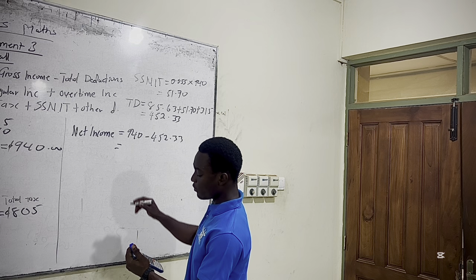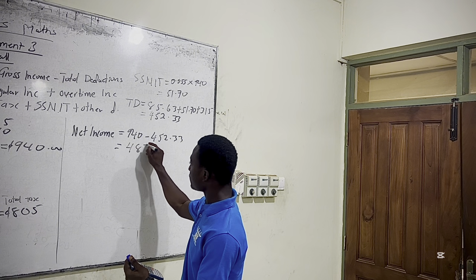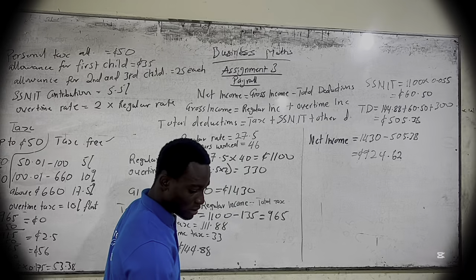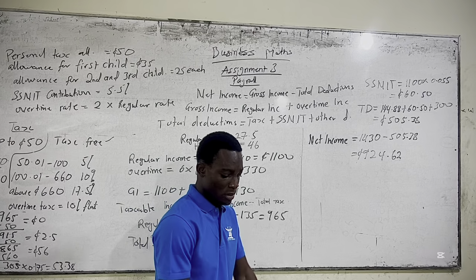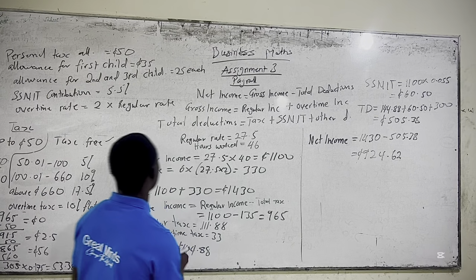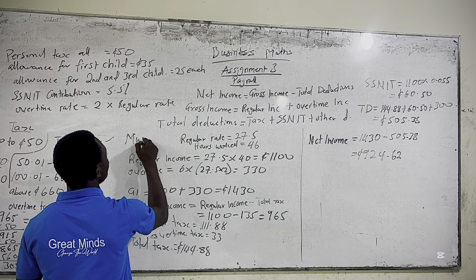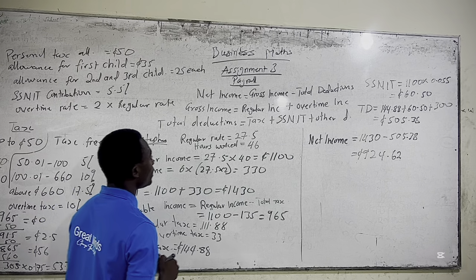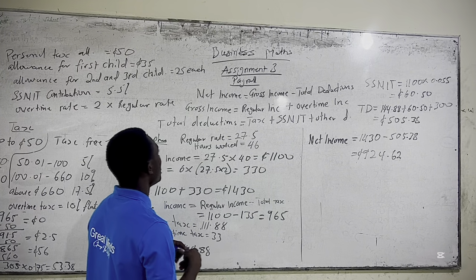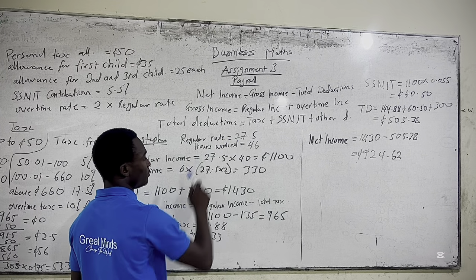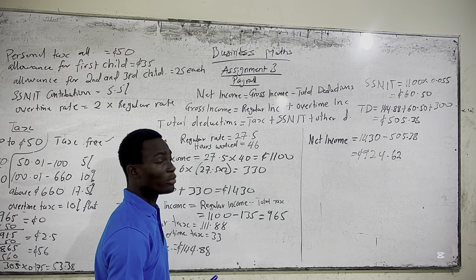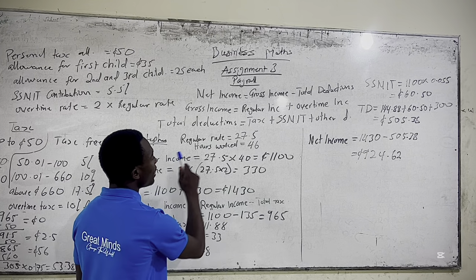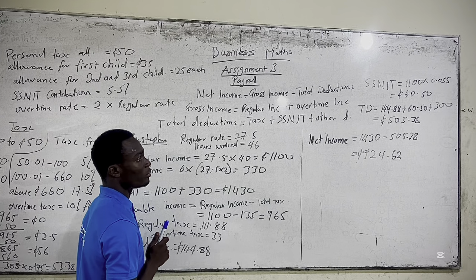And that's going to give you what? 487.67. So the next person we are dealing with is Mustafa. Now, Mustafa has a regular rate of what? 27.5, has 3 children, has hours worked of what?